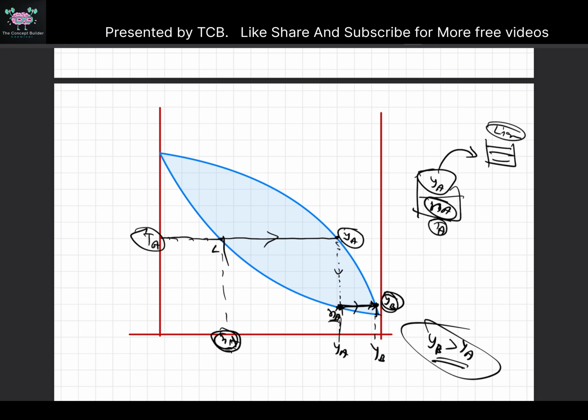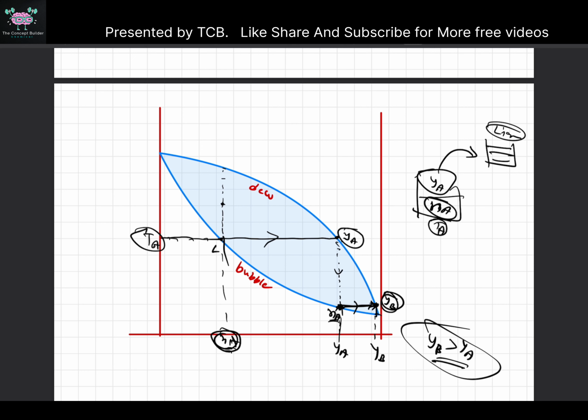Okay, so it is very important for you to understand. Correct. Now the terms you have to remember: this is called the bubble point and this is called the dew point. Why is it called the dew point? That's clear, nothing serious about this.